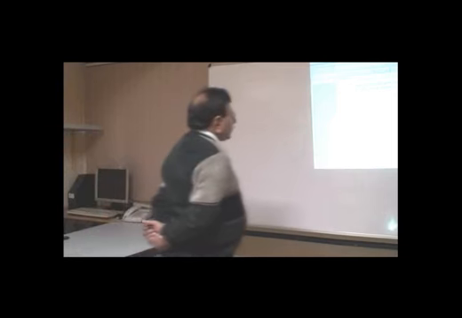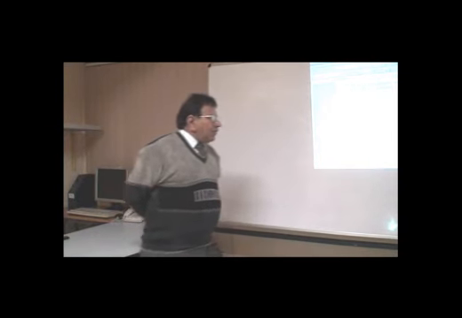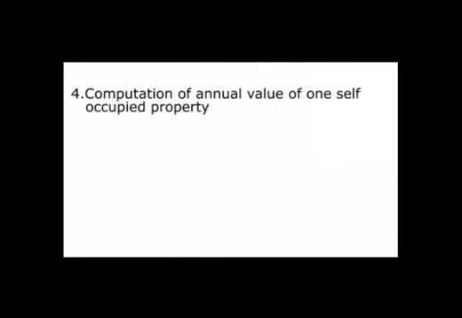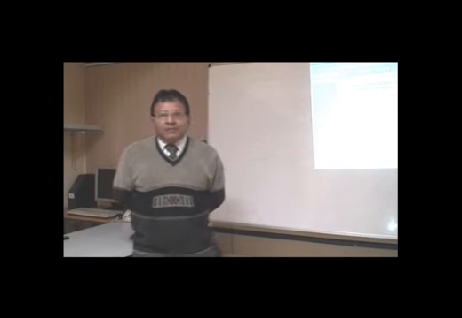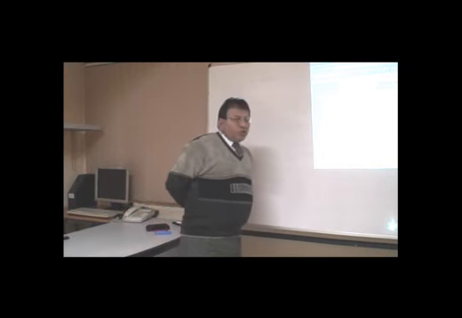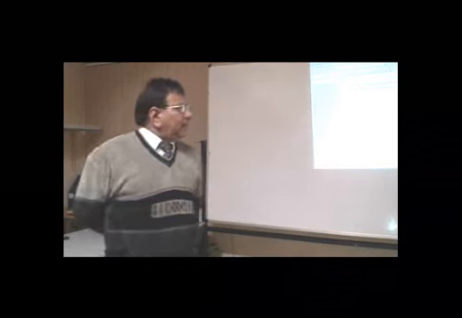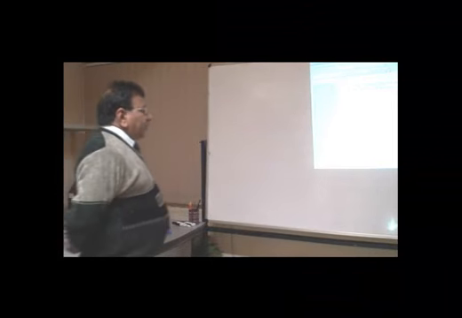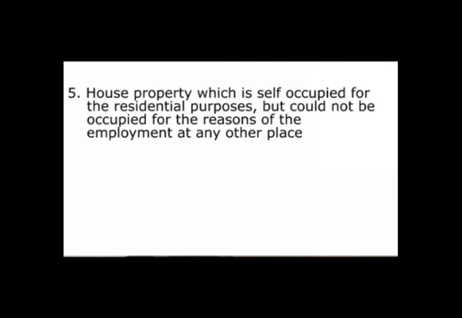Number 4 situation is the computation of annual value of self-occupied property, when a person is owning a property and this property is being occupied by the owner for his self-occupancy. So this is the 4th category. Next category is the house property which is self-occupied for the residential purposes but could not be occupied by reason of the employment at any other place.